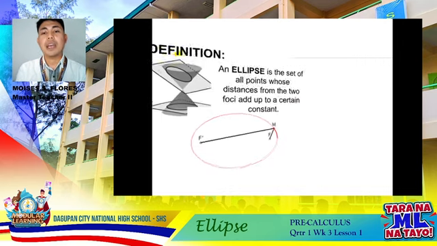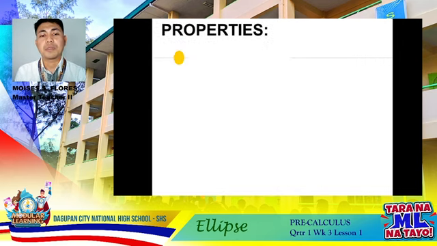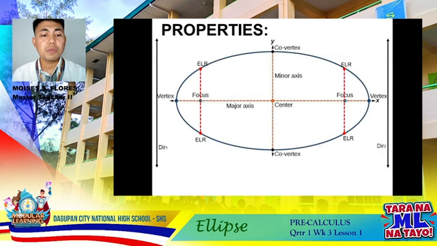Let's take a look at the other properties of an ellipse. The curve of an ellipse intersects the major axis at two points. What are these two points? We have your vertices, usually denoted by V and V prime, or V sub 1 and V sub 2. The major axis is denoted by 2a, where a is the distance from the center to your vertex. It also contains the coordinates of your foci, denoted by F sub 1 and F sub 2.